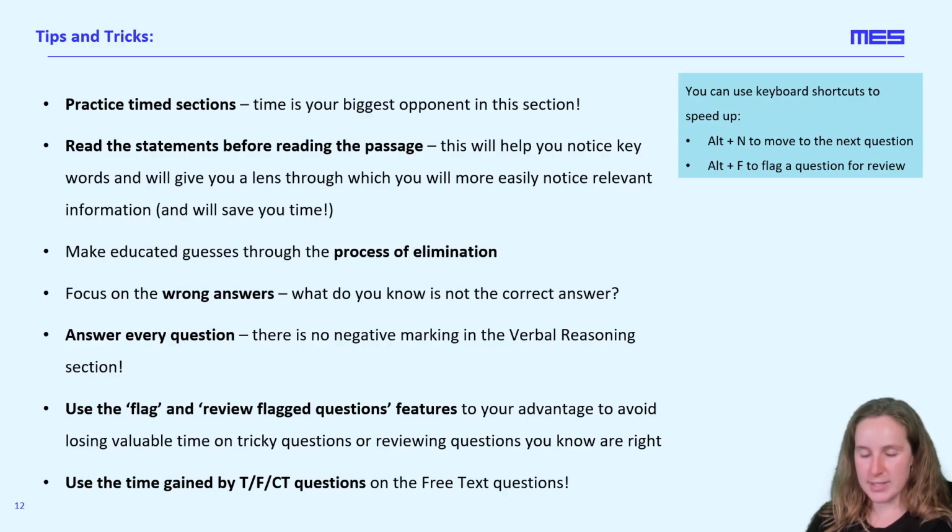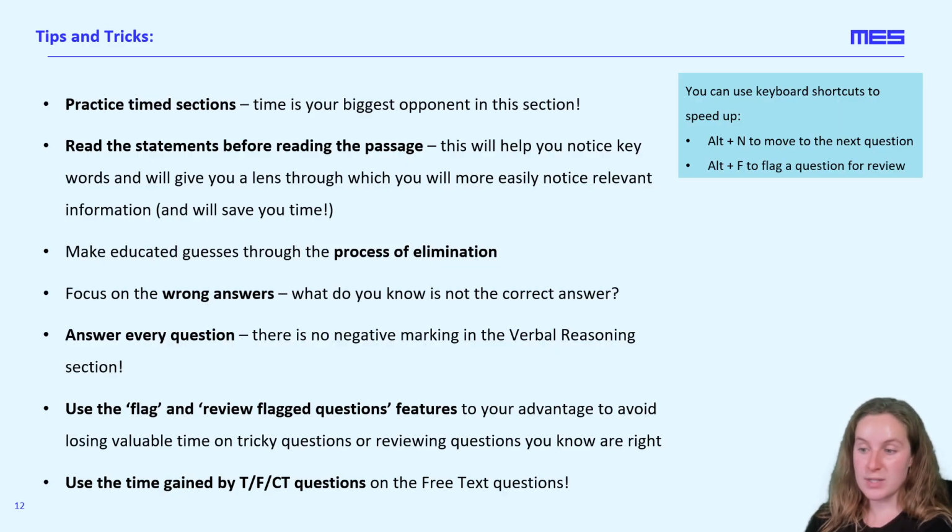A helpful tip for this as well is to use the flag and review flagged questions features to your advantage. They're on the screen at all times to avoid losing valuable time on the tricky questions or reviewing the questions you know are right. So rather than flicking through 44 questions, including questions you know you absolutely got right, the review flagged questions will allow you to go back just to the questions you flag, and you can flag, as you can see above, using Alt-F, so that you can go back just to the 2, 3, 4 questions that you are uncertain about and use any time you have extra to go through those.